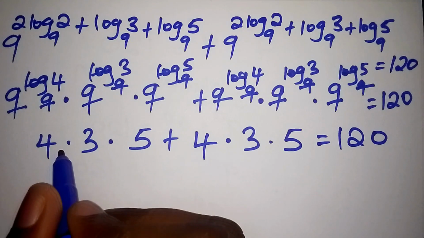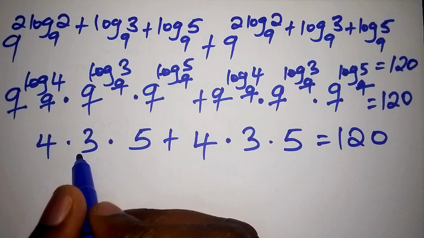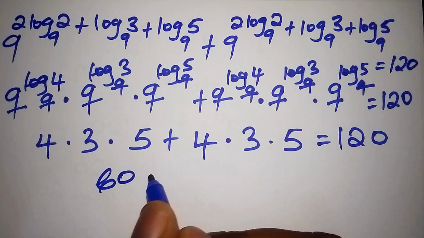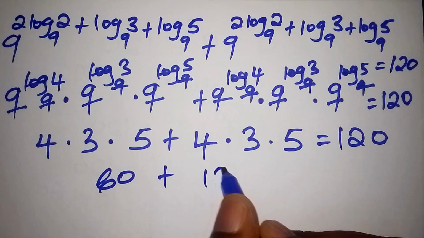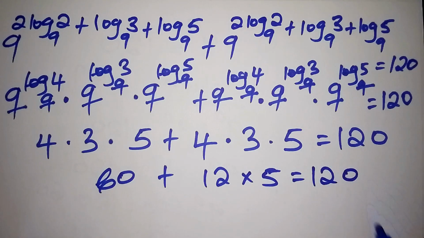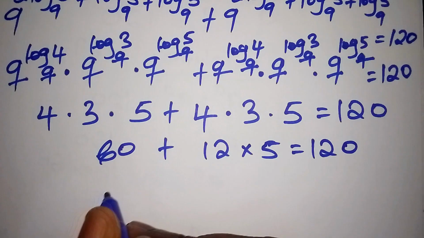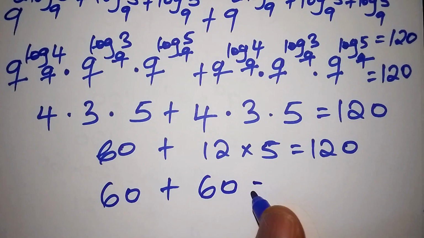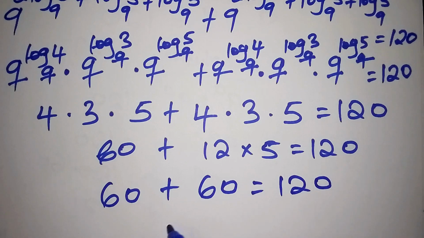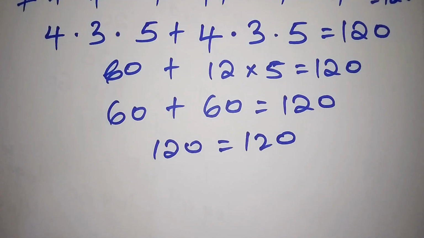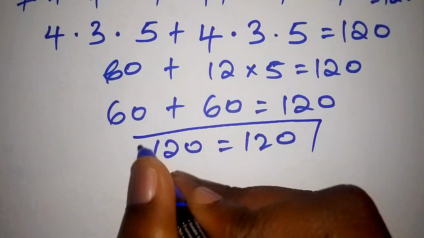So here now, 4 multiplied by 3 is 12, then 12 multiplied by 5 is 60, then plus 12 multiplied by 5, which is also 60. So 60 plus 60 is equal to 120, meaning that 120 is equal to 120. So indeed we are correct, because our maths problem is balancing.